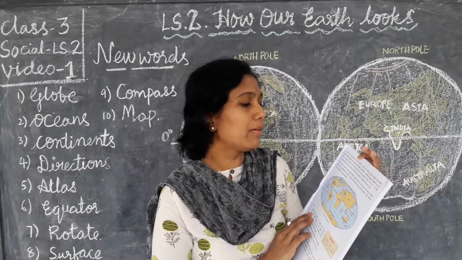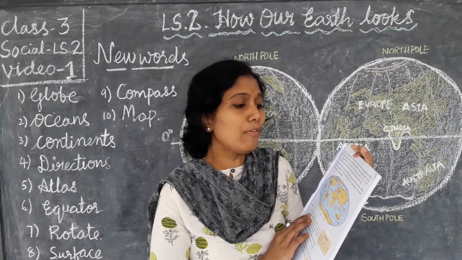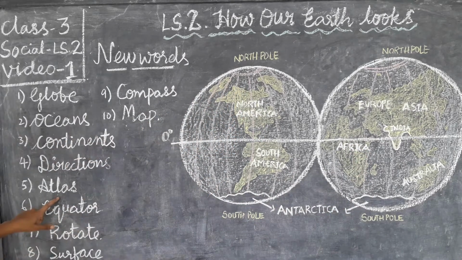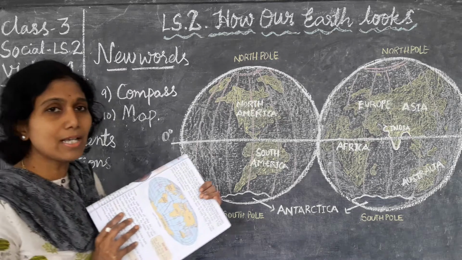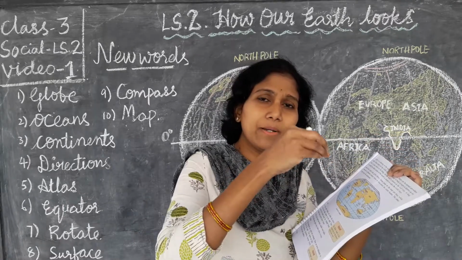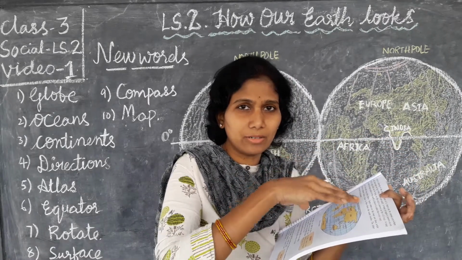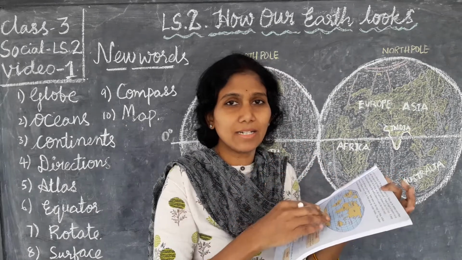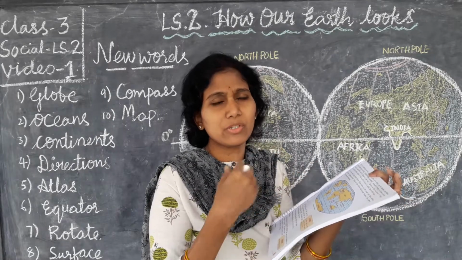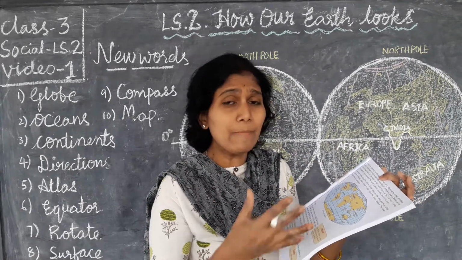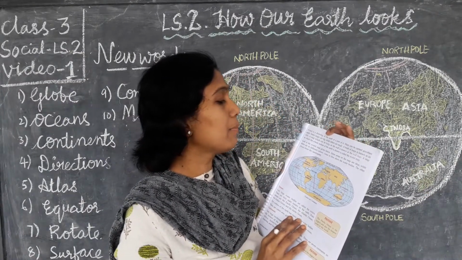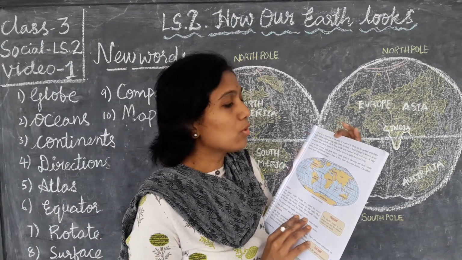Some maps are big while others are small. A book of maps is known as an atlas. In the new words you have the spelling, atlas. What does atlas mean? A number of maps are kept in one book. One book is created, one file is created, that is nothing but an atlas. In that atlas we have different states' maps, different countries' maps, the world map. A map which can be hung on the wall is known as a wall map.